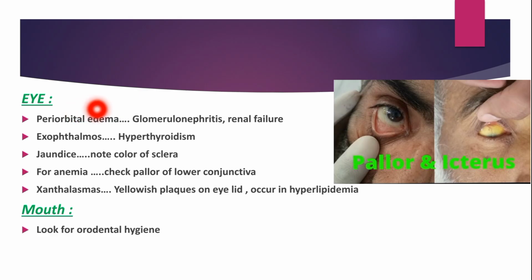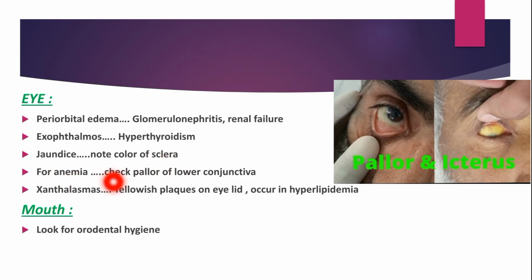Next one is the changes in the eyes. So in eyes, look for the periorbital edema, which is seen in glomerulonephritis and renal failure. Also look for the exophthalmos, which means the protrusion of the eyeball, which is seen in hyperthyroidism, specifically Graves' disease. Also look for the jaundice, and in jaundice note the color of the sclera, and the sclera becomes yellowish.